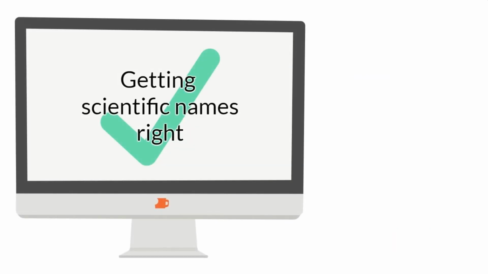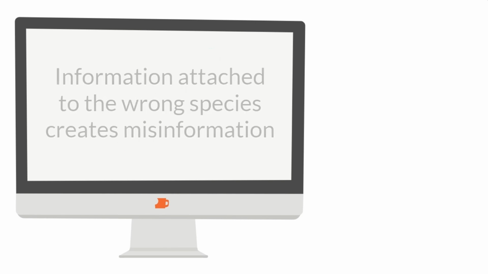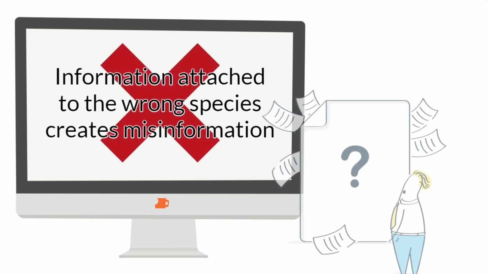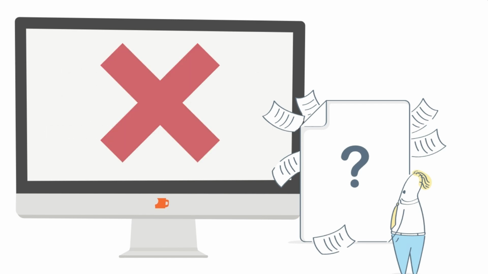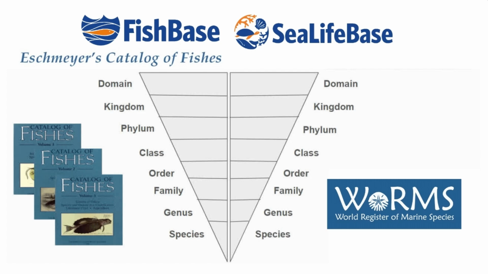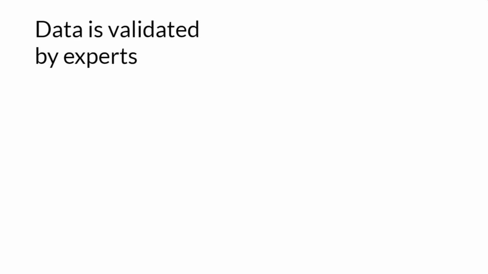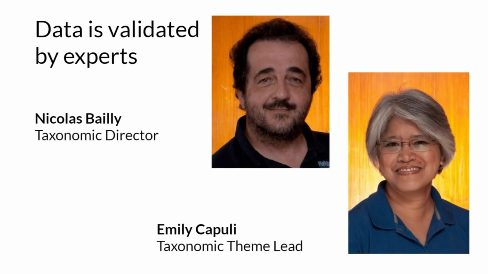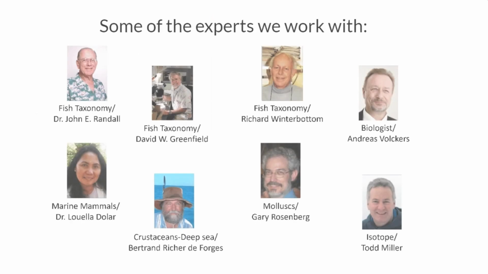We recognize the importance of getting scientific names right because information attached to the wrong species creates misinformation. Thus, each database follows a taxonomic backbone. For FishBase, we use Eschmeyer's Catalog of Fishes, and in SeaLifeBase, we use the World Register of Marine Species. The classification and names of species in both databases are further validated by experts, internally by a scientific advisor and taxonomic director, and externally by recognized authorities on species.